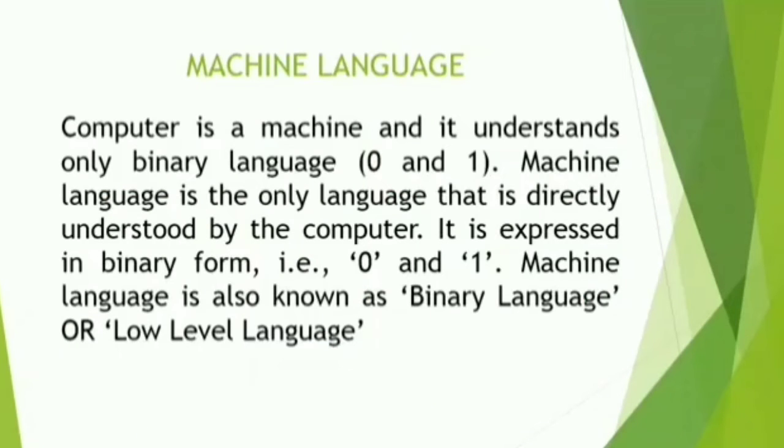We all know that a computer is a machine and it understands only binary language, in the form of 0 and 1. Machine language is the only language that is directly understood by the computer. It is expressed in binary form, that is 0 and 1. Machine language is also known as binary language or low level language.